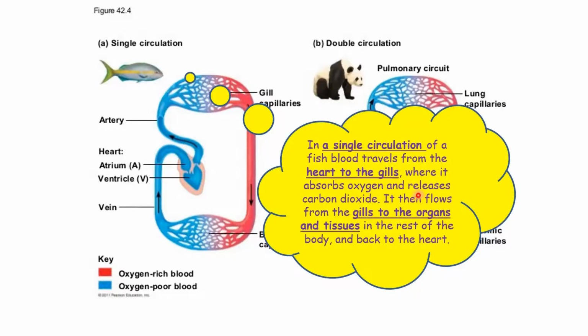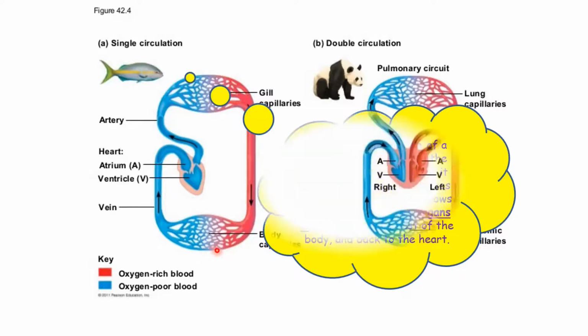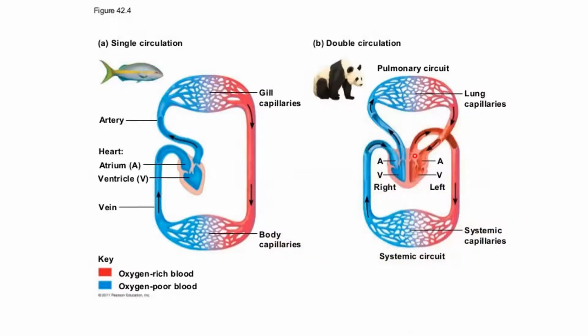Where it absorbs oxygen and releases carbon dioxide. It then flows from the gills to the organs and tissues in the rest of the body and then back to the heart. So there's only one way flow. Now comparing that to the double circulation, here you're looking at the right side of the heart and the left side of the heart.